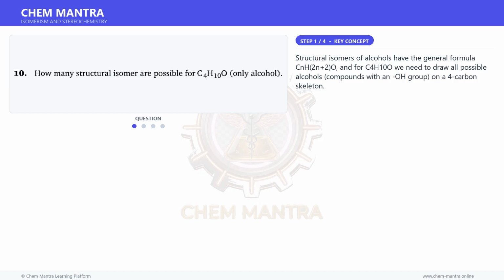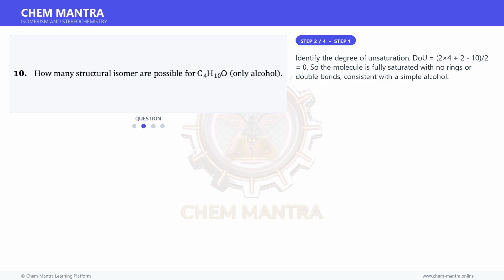Structural isomers of alcohols have the general formula CnH2n+2O, and for C4H10O we need to draw all possible alcohols, compounds with an OH group, on a 4-carbon skeleton. Moving on to the next step.